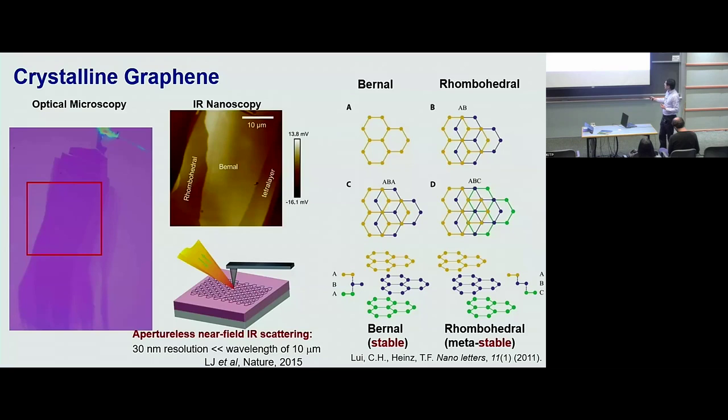The reason that you can use infrared light to visualize the stacking order is because the stacking order affects the low energy band structure much more than it affects the high energy. So a visible photon is not as sensitive as an infrared photon to the stacking order, okay?